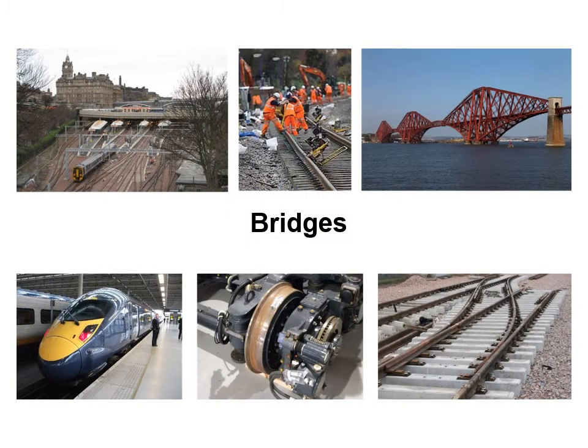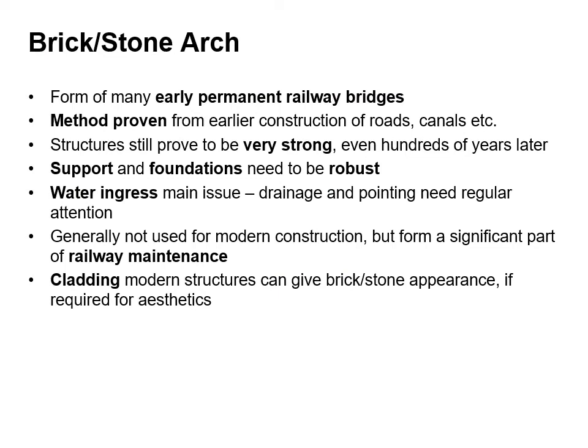So now we're going to have a look at bridges. So brick or masonry stone arches form many of the early permanent railway bridges in the UK. The method was proven from earlier construction of roads and canals. The structures proved to be very strong, and even hundreds of years later they're still in service.